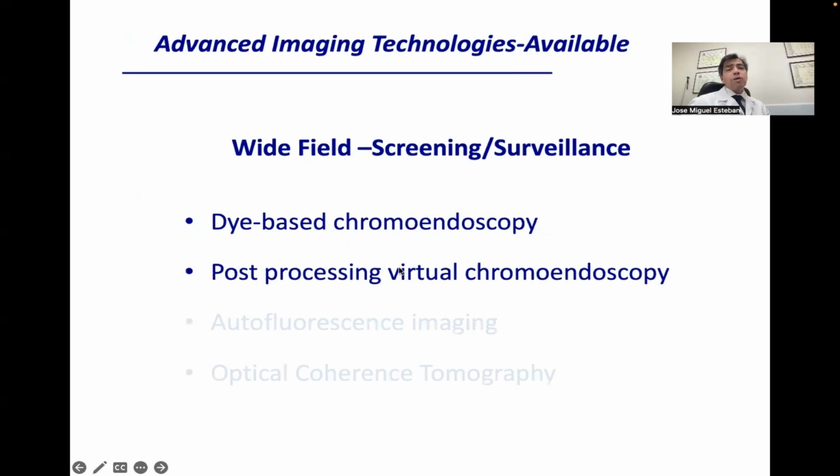The most important thing for screening and surveillance is to use a good endoscope with high definition post-processing, and also virtual chromoendoscopy post-processing. But dye-based chromoendoscopy will be very important in this kind of patients.